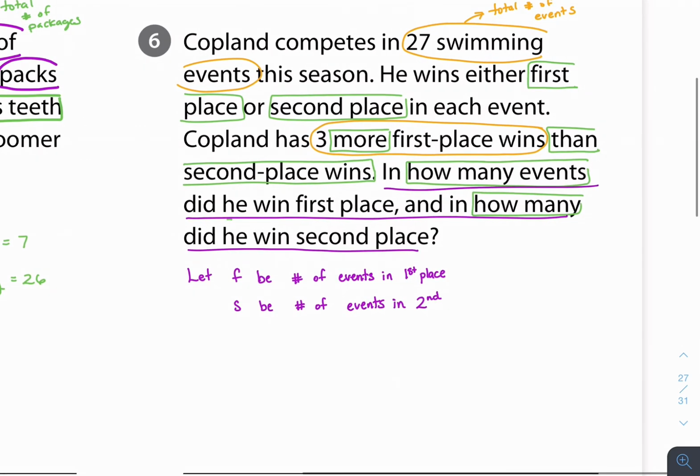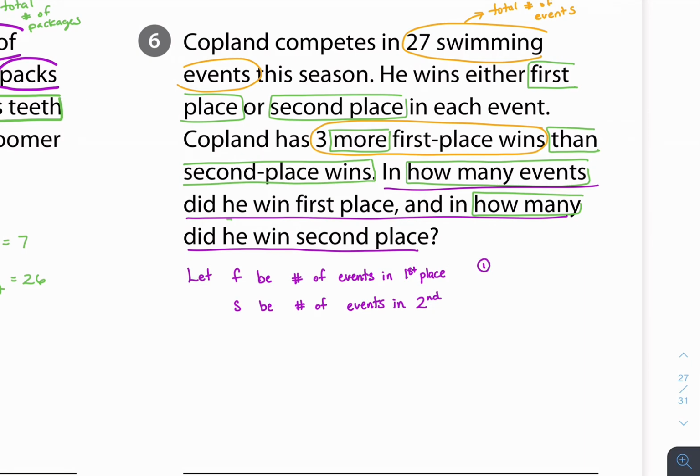So he wins either first place or second place in each event. So he's always first or he's always second. He doesn't ever come in third or anything after. So knowing that, and there were 27 events, that means he won 27 awards. Go ahead, Copeland.